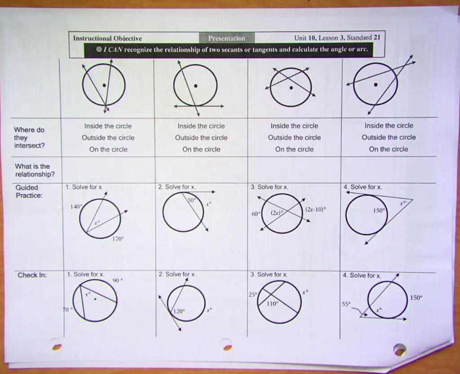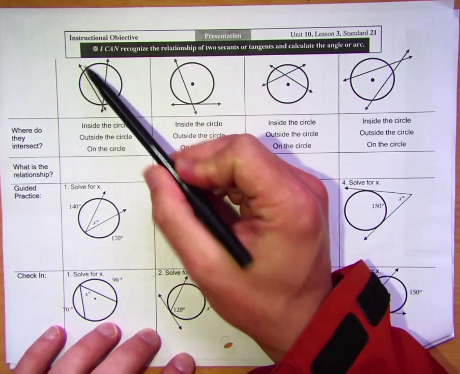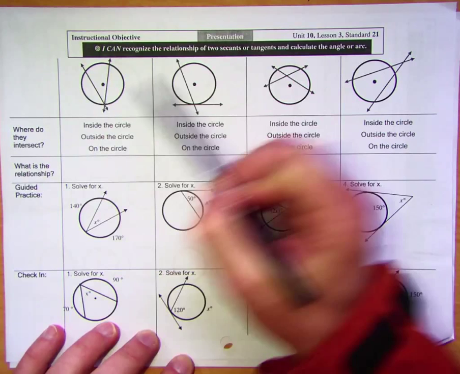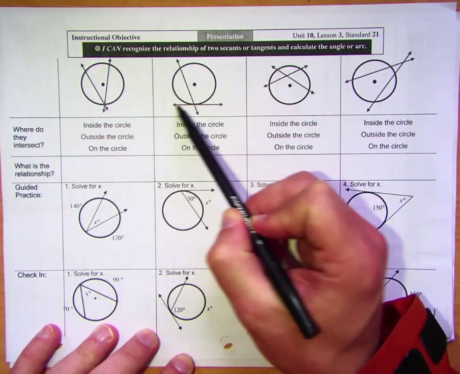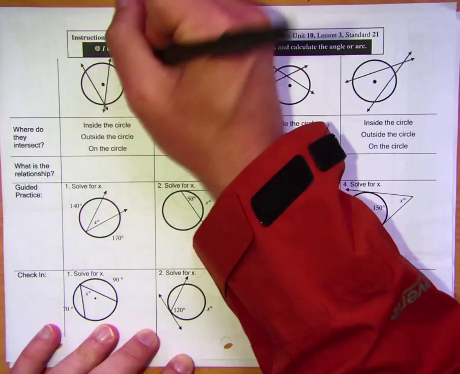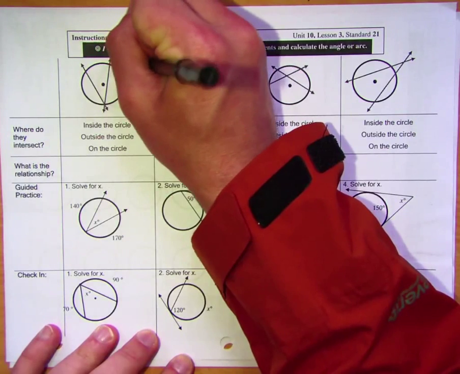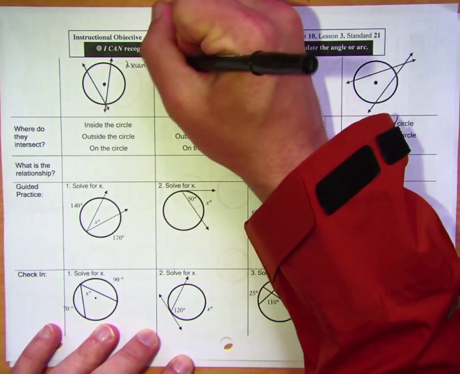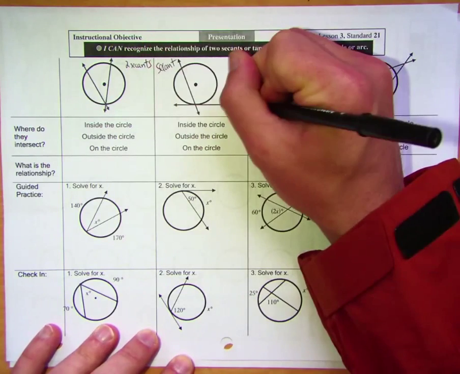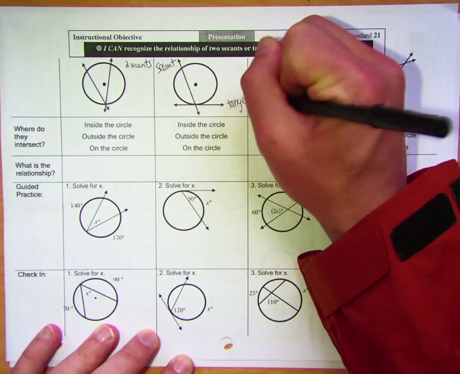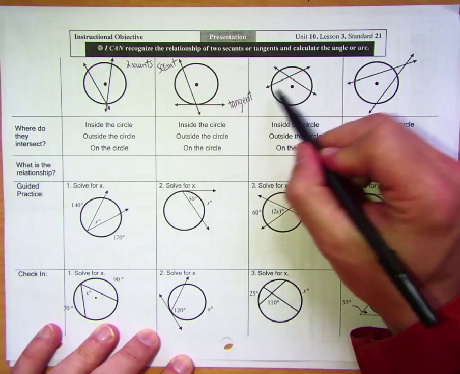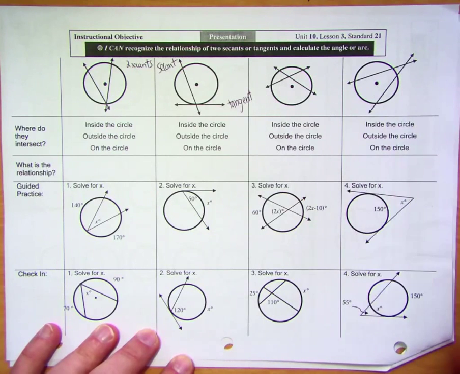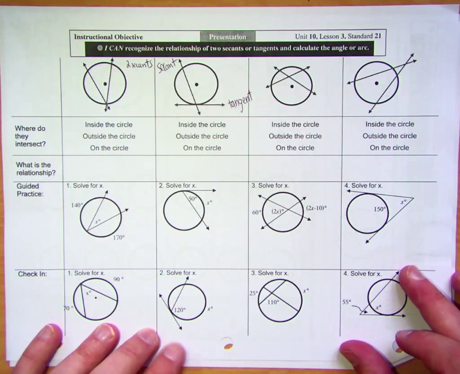Let's go ahead for a second and make sure we can just name each of the things we're seeing. These are two secants because they touch exactly twice. This is a secant and a tangent. These are two secants. This is a secant. This is a tangent. Again, two secants. Make sure we can identify those things.